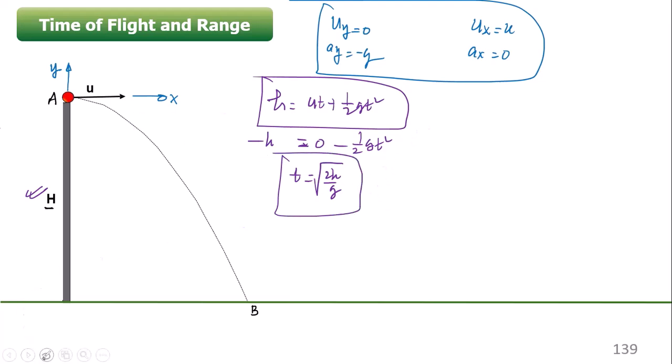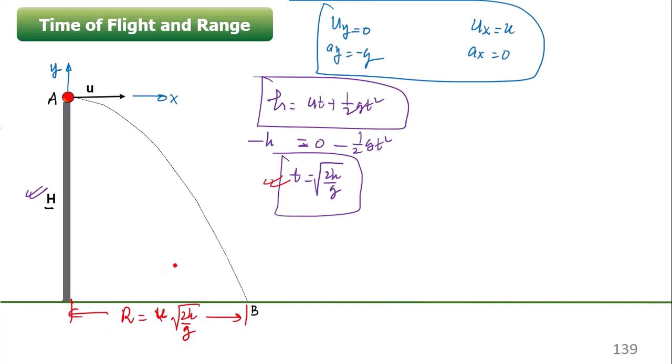And once I know the particle falls on the ground after this much time, what is the displacement along the x direction? That is basically our range. The velocity along the x direction is u, so u into root of 2h by g. u into t will give the whole of R. So that is the range.